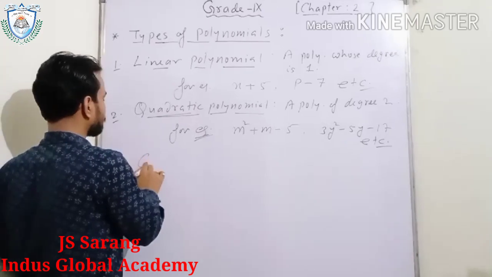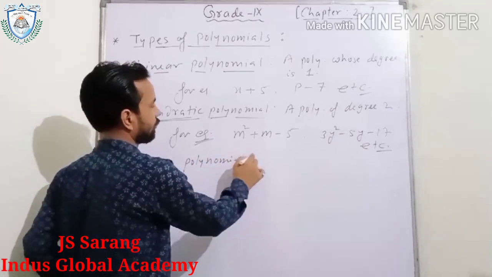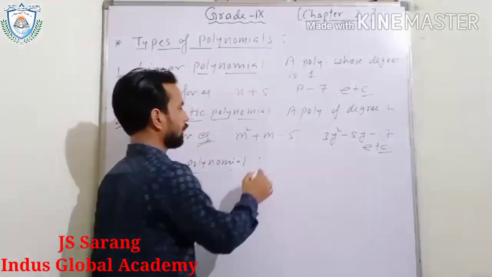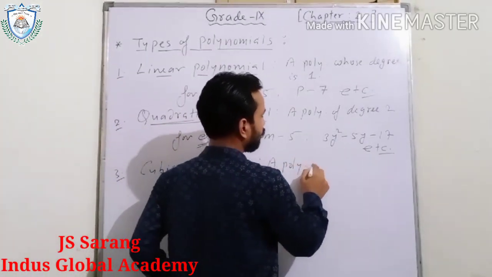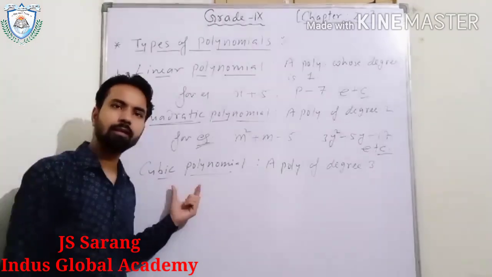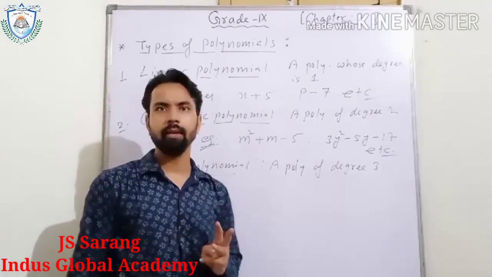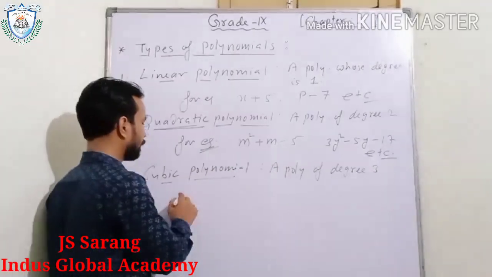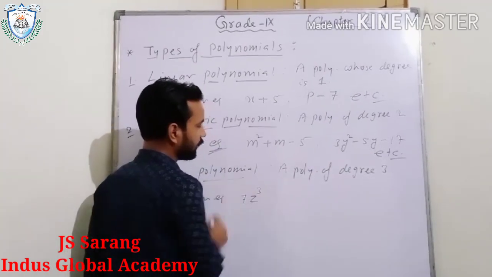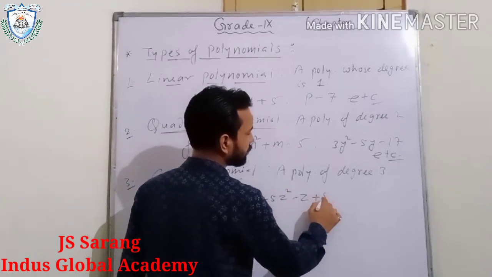Third type is cubic polynomial. Means a polynomial of degree 3 is known as cubic polynomial. Means a polynomial in which the highest power of the variable is 3 is known as cubic polynomial. For example, 7z to the power 3 plus 5z square minus z plus 5.